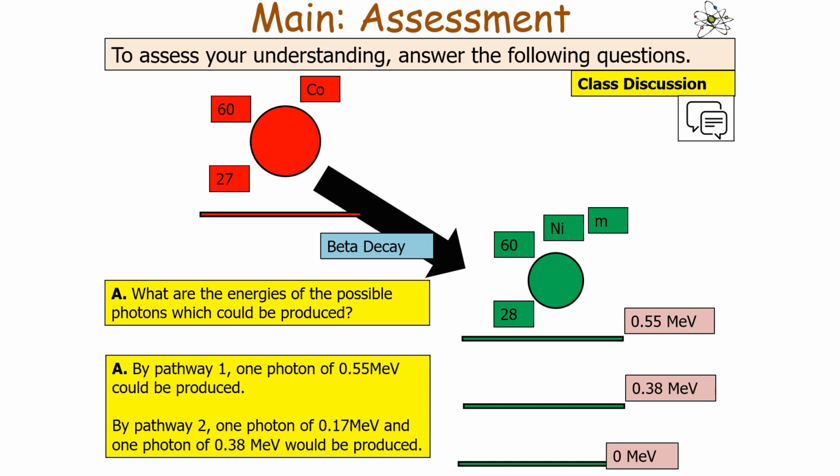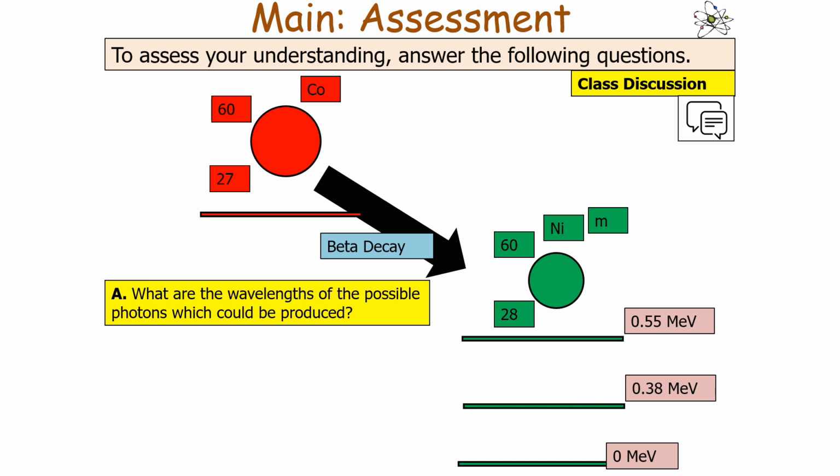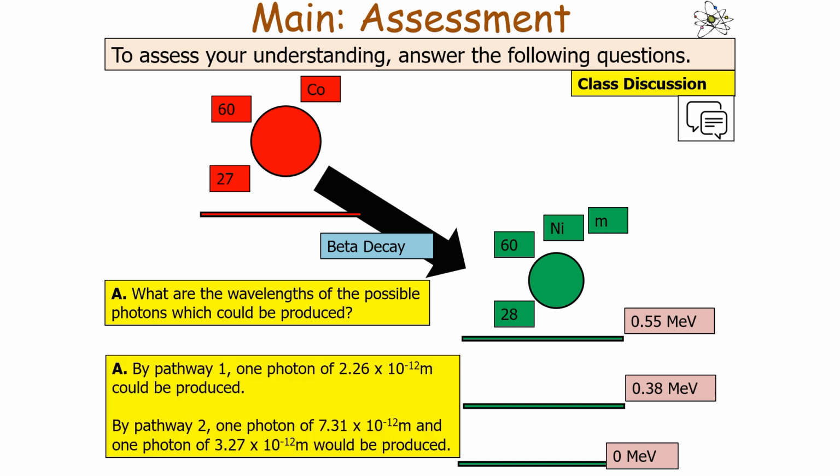Now to note, in pathway 2, if you added those two photons up, they'd have the same energy as that one photon in pathway 1. Now, a more challenging question could ask you to work out the wavelengths of photons which could be possibly produced, which links us back into that first topic you did in A-level physics, particles and radiation. So pathway 1 will produce one photon of 2.26 times 10 to the minus 12 meters.